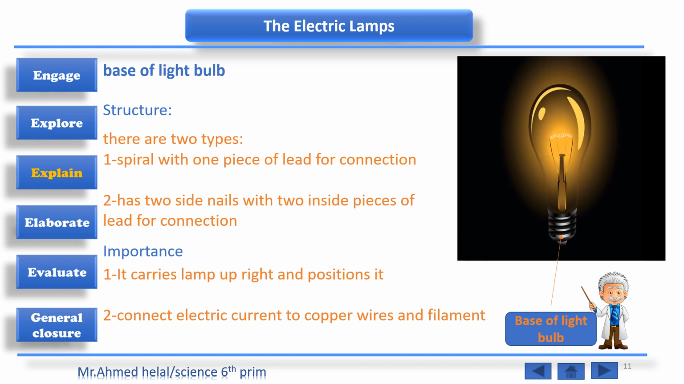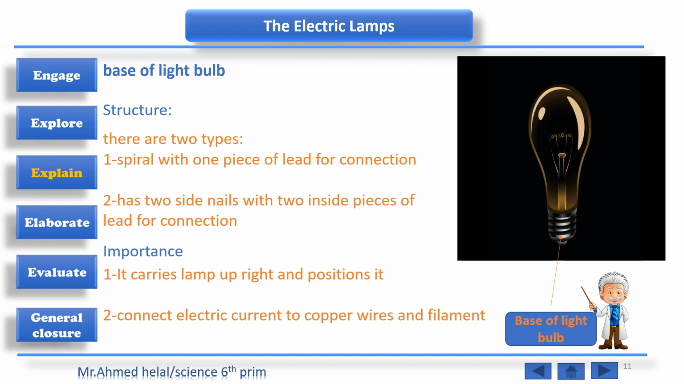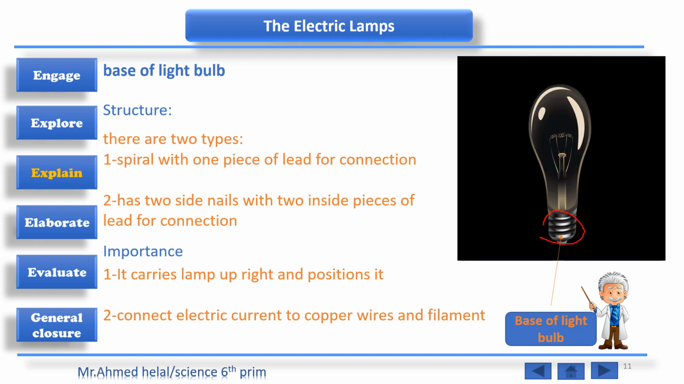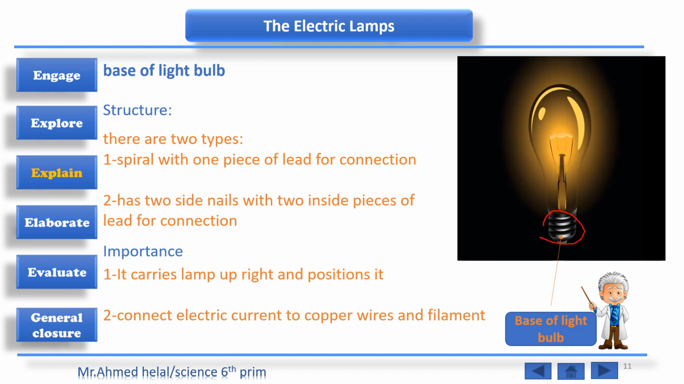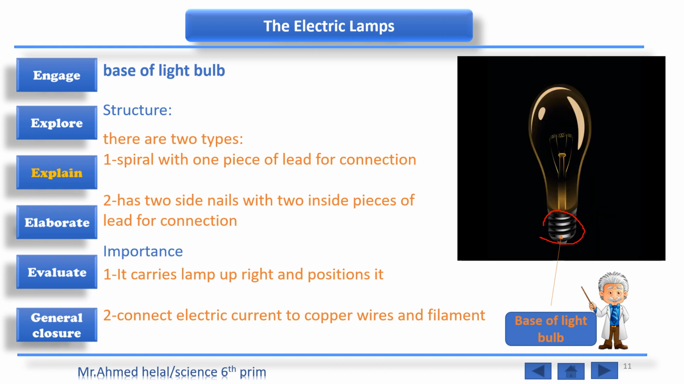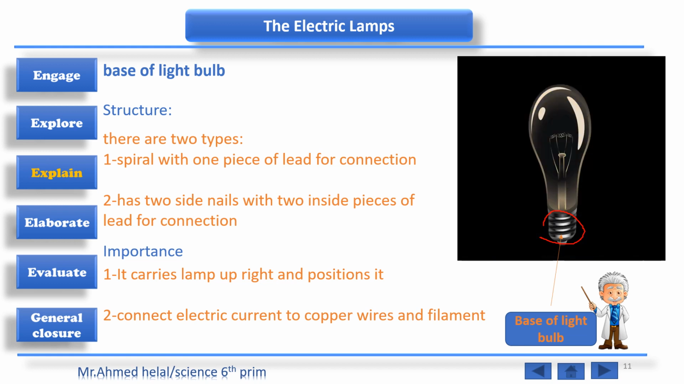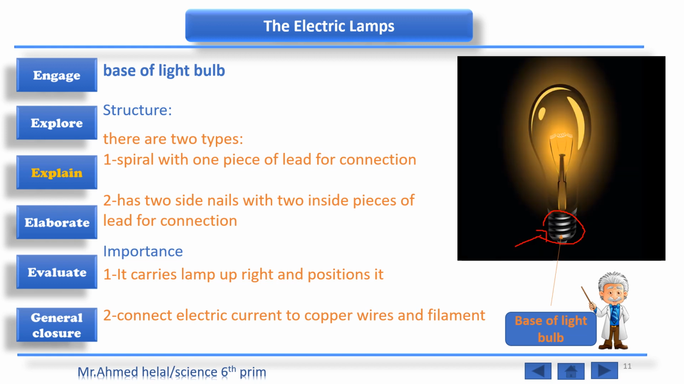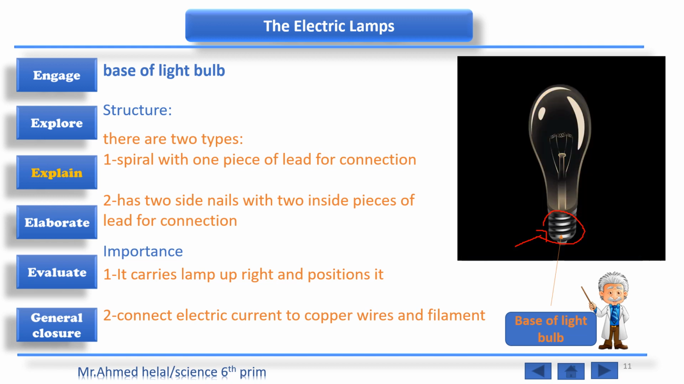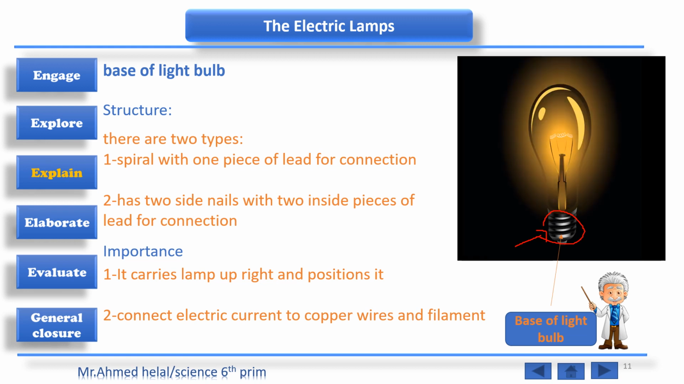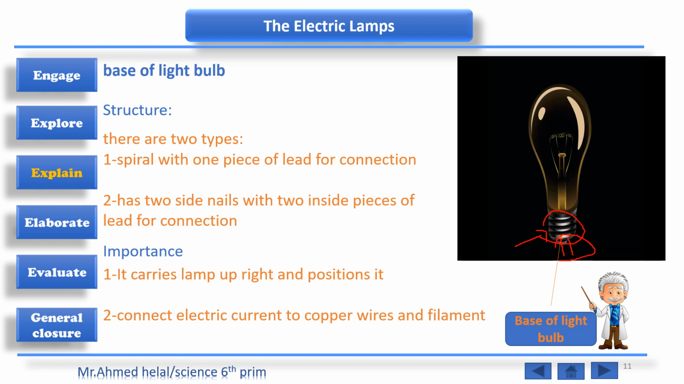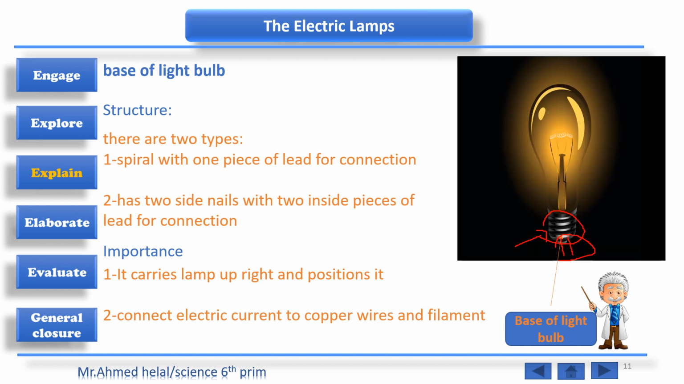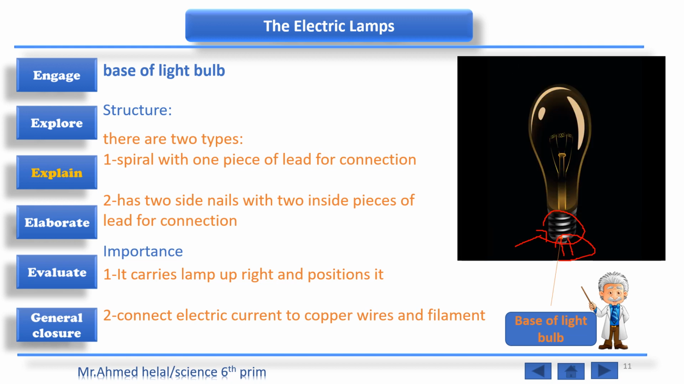And here we will talk about the third part, the base of the light bulb. This is the base of the light bulb. Here we have two types of bases. First, a spiral with one piece of lead for connection, like this lamp. The second type has two side nails with two inside pieces of lead for connection. This is the second type. So the first has one piece of lead, and the second has two nails here.